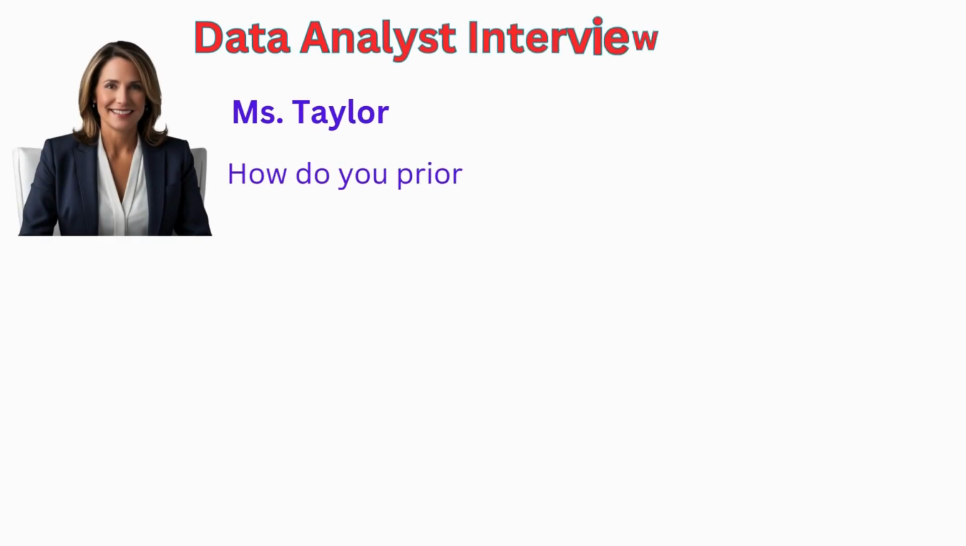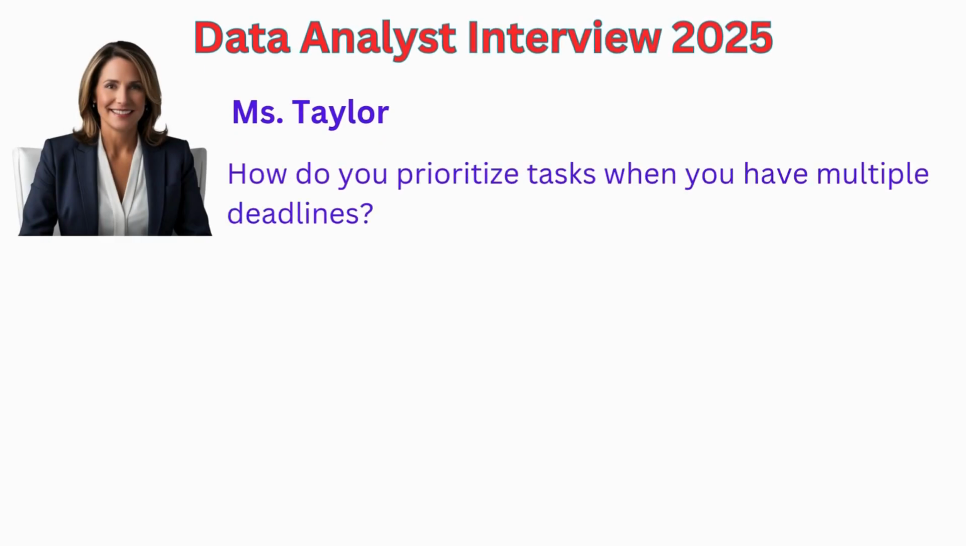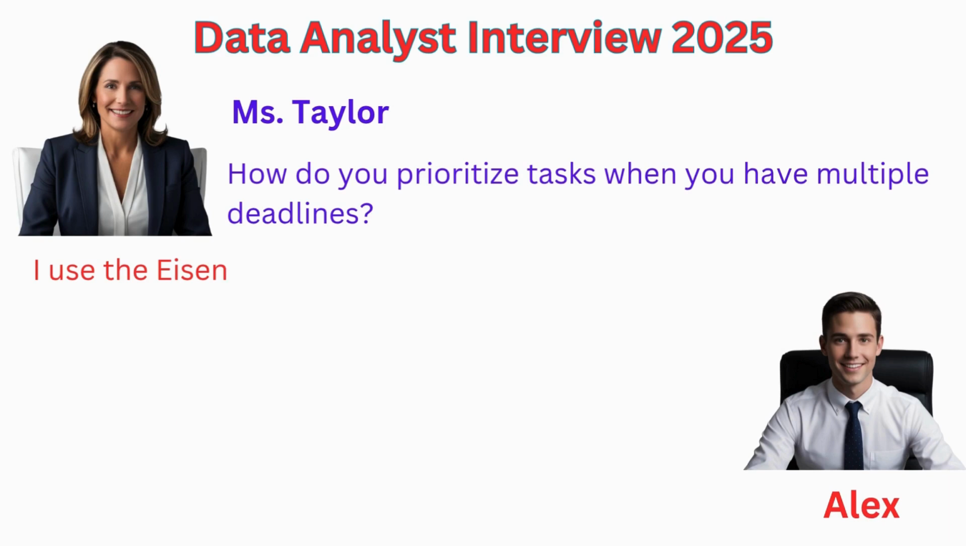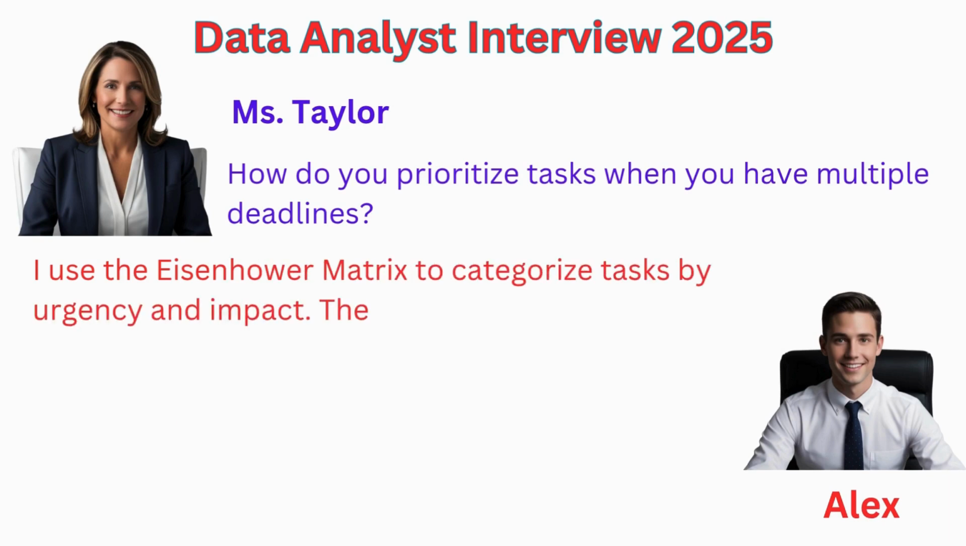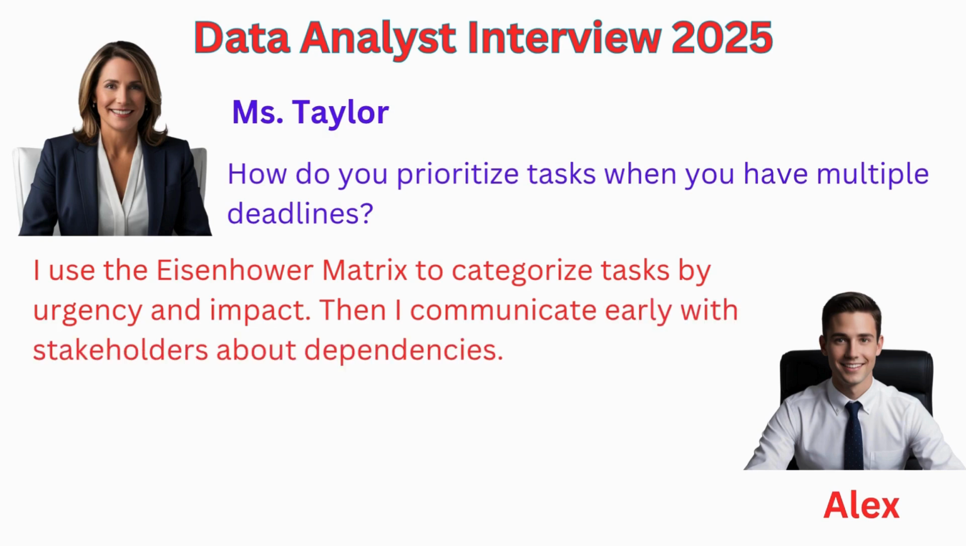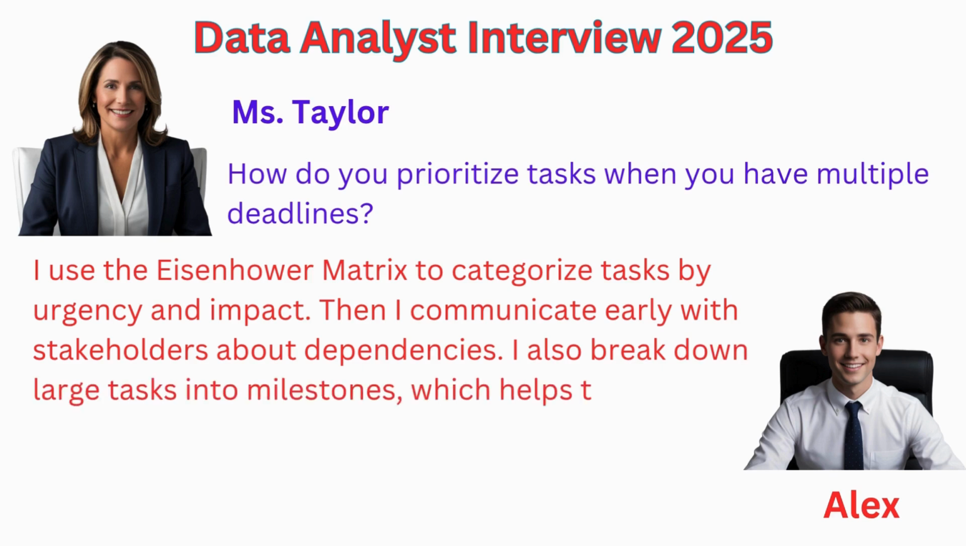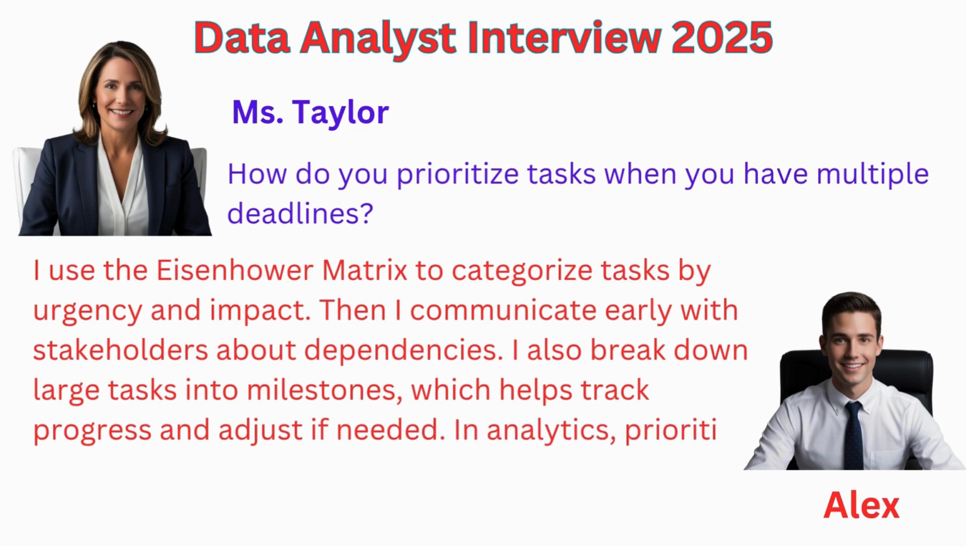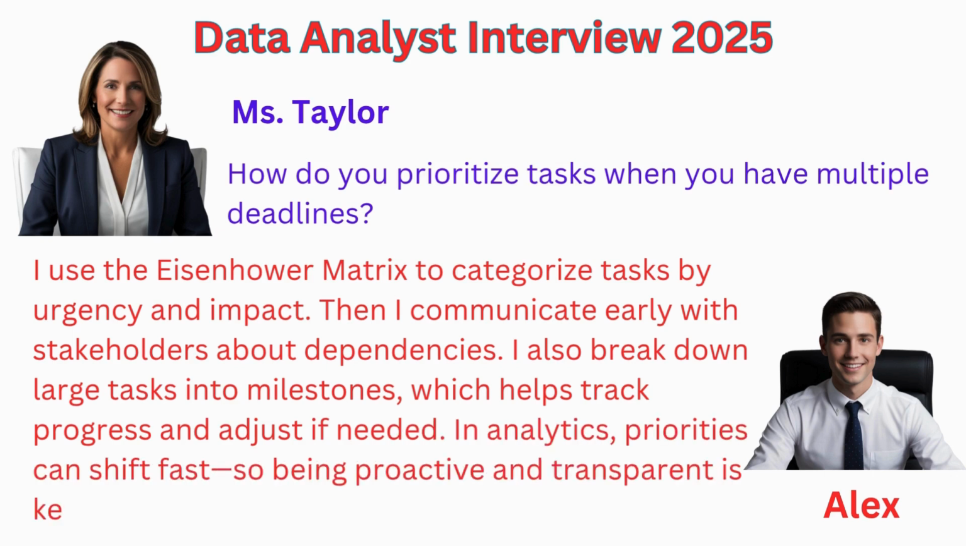How do you prioritize tasks when you have multiple deadlines? I use the Eisenhower matrix to categorize tasks by urgency and impact. Then I communicate early with stakeholders about dependencies. I also break down large tasks into milestones, which helps track progress and adjust if needed. In analytics, priorities can shift fast, so being proactive and transparent is key.